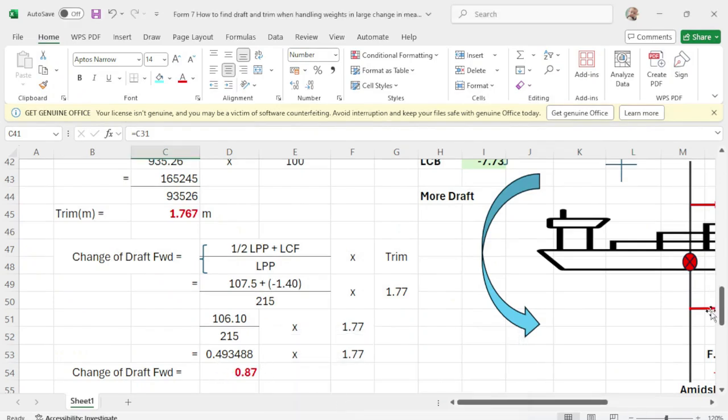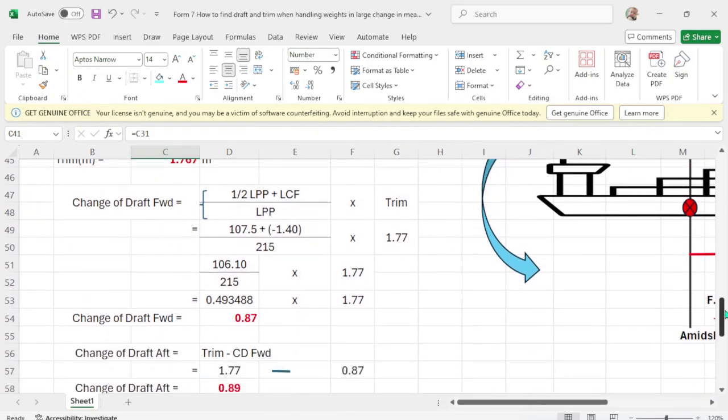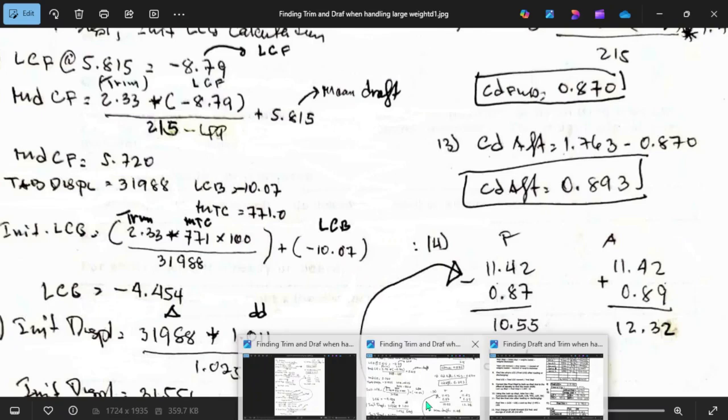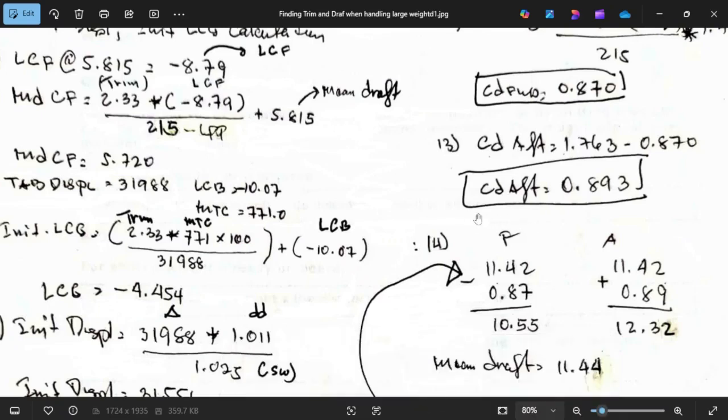Okay, now after we get the change of drop forward, then we will get the change of drop up. So change of drop up is your trim minus change of drop forward. So your trim is 1.77 minus your change of drop forward of 0.87, and your change of drop up is 0.89. What is your answer here? Change of drop up is 0.89.